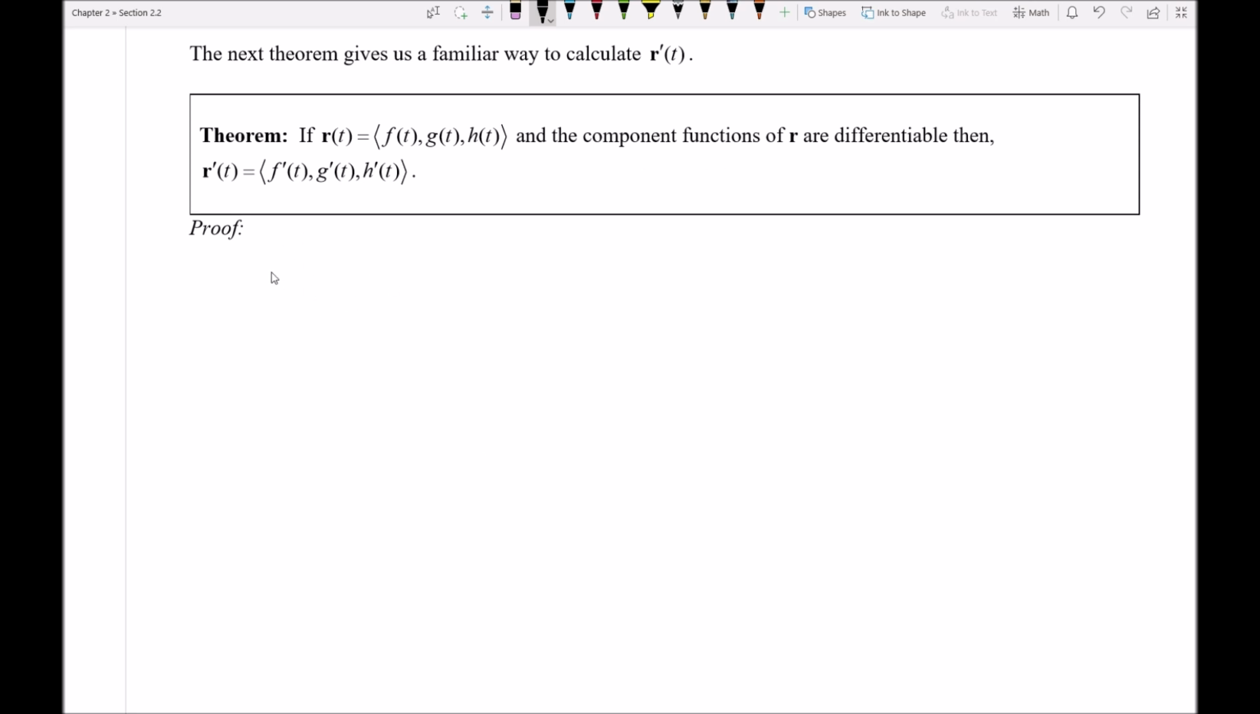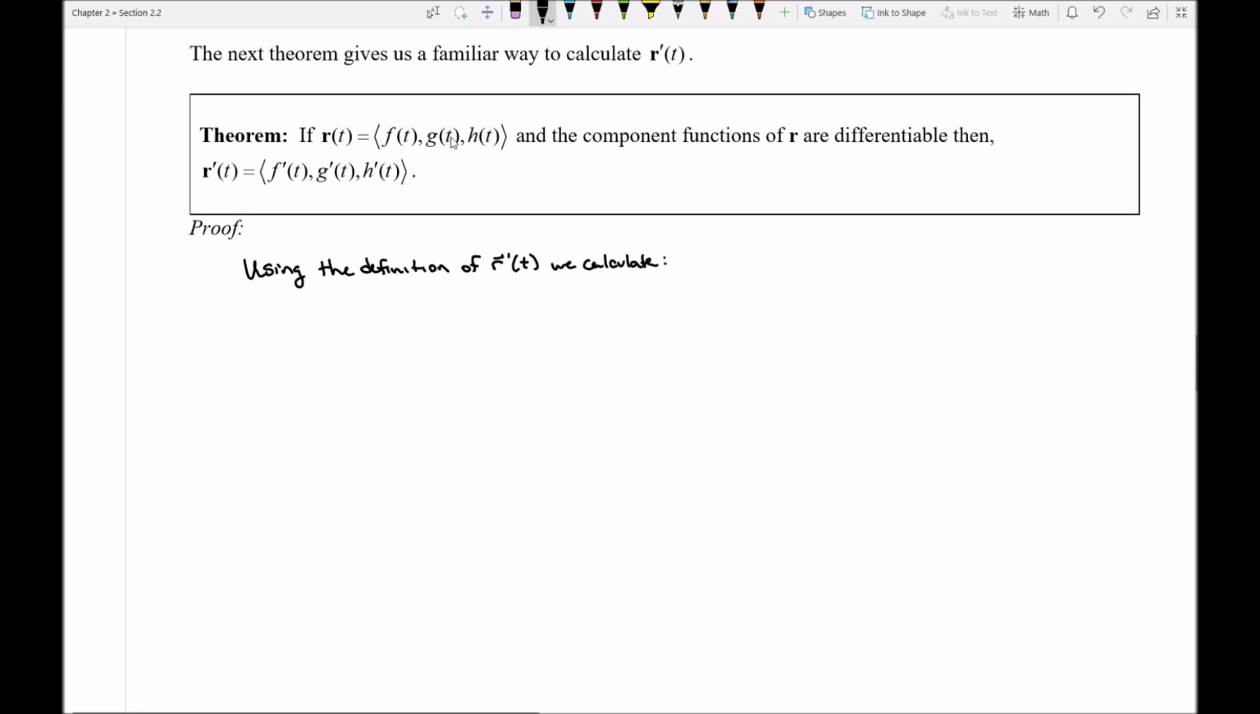Okay, so let's see. I'm going to start off by saying that we're going to use the starting definition for r prime of t. So, using the definition of r prime of t, we would calculate the following.